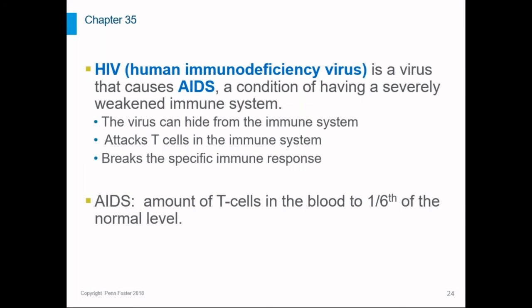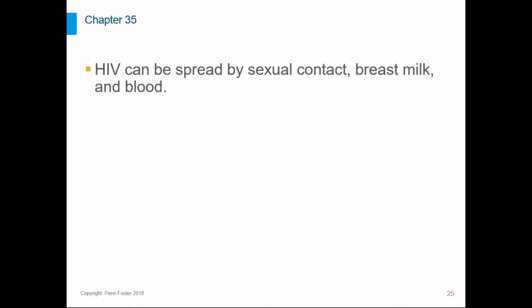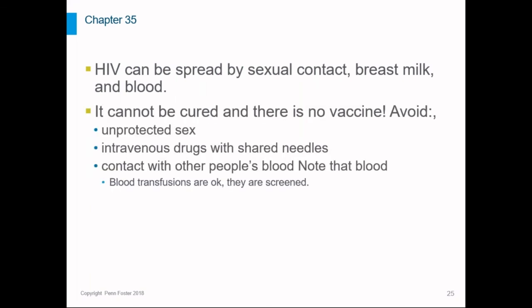A person is said to have AIDS when the HIV has cut the amount of T cells in the blood to 1/6 of the normal levels. HIV can be spread by sexual contact, by breast milk, and by blood. It cannot be cured and there is no vaccine. So the only thing to do is avoid behaviors that could cause it.